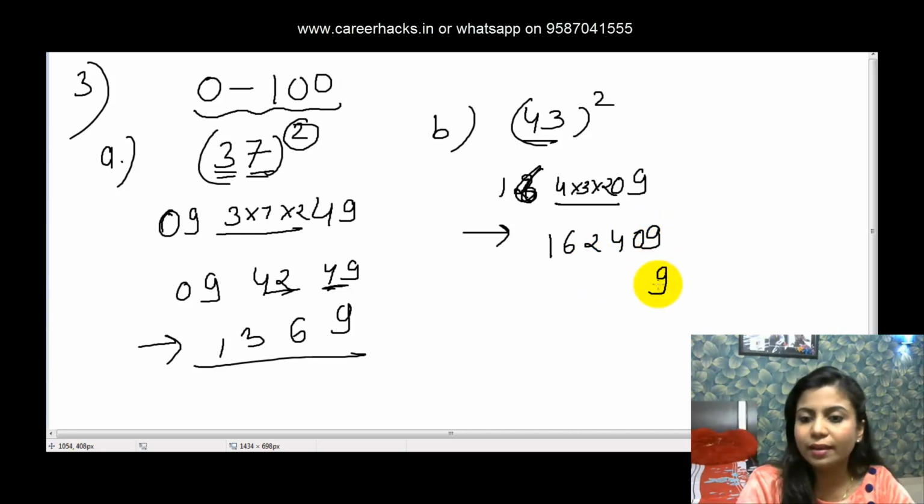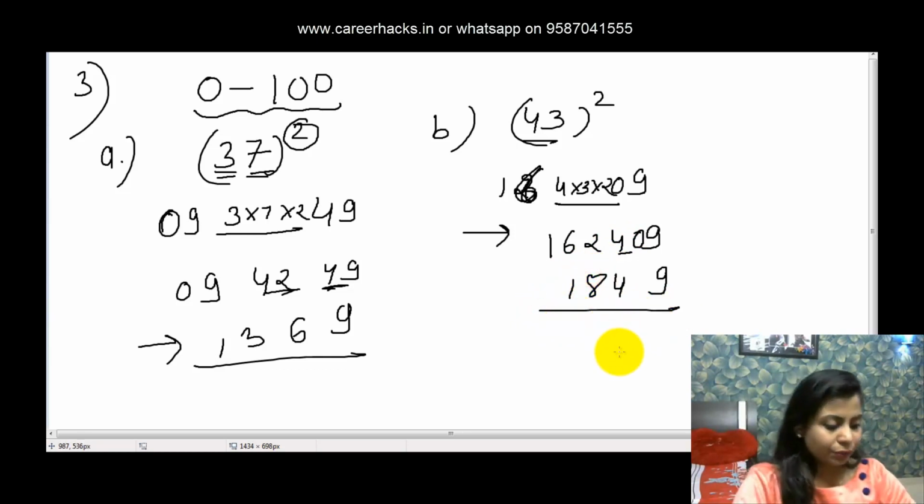So the first digit is 9. 9 will come as it is here. No carry forward. Now 24 means first digit is 4. So 4 will come as it is here, and 16 plus 2 is 18. So this is the square of 43.